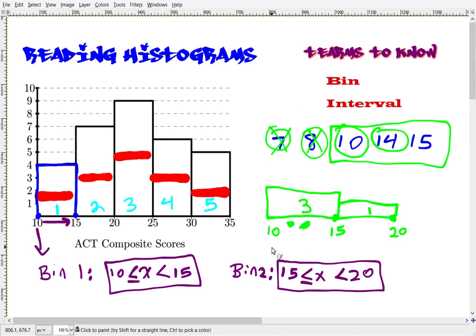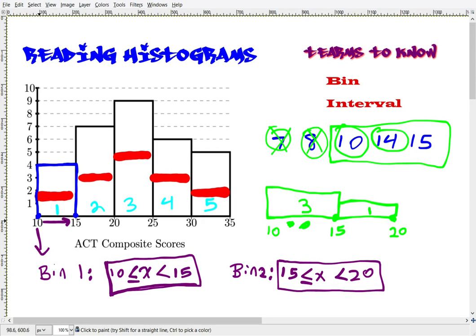Now, what we've just done here is we've looked at what a bin is. The bin itself is actually the range of numbers, so the 10 to 15 range, the 15 to 20 range. But the interval is talking about the idea of, can it be included, can it not be included? The important thing to also recognize is that there's a width that's associated with each of these bars.